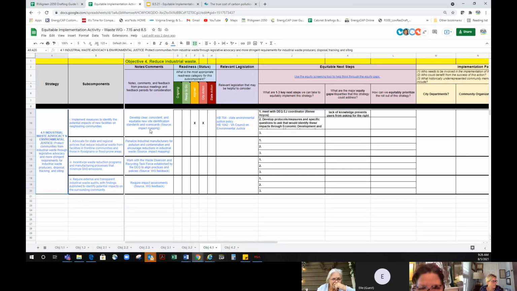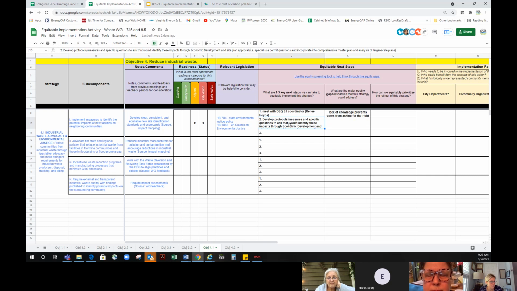And let's see, so we went through, we said it's aligned, it requires some city action. The next steps: meet with DEQ, Environmental Justice Coordinator, and develop protocols and measures and specific questions to ask that would identify these impacts through economic development and site plan approval, such as special use permit questions, and incorporate into comprehensive master plan and analysis of larger scale plans.